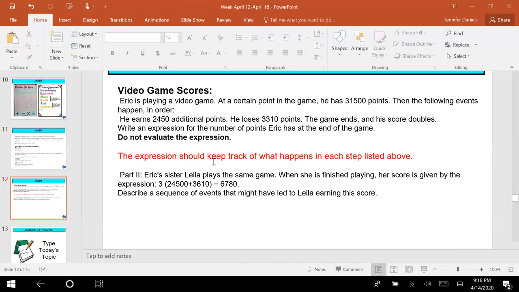Now, part two would be Eric's sister, Layla plays this same game. When she is finished, her score is given by the expression 3 times 24,500 plus 3,610 minus 6,708. So now what you're going to do next for this word problem here is to take the expression and then put it in word form, meaning make your own word problem similar to the one up top that also reflects or shows this word problem here, okay?